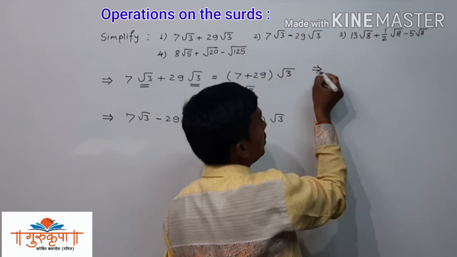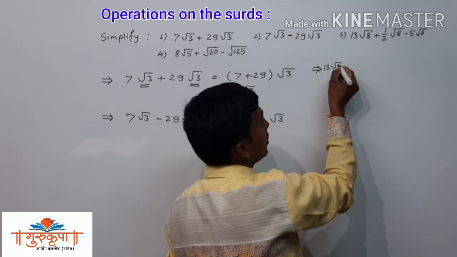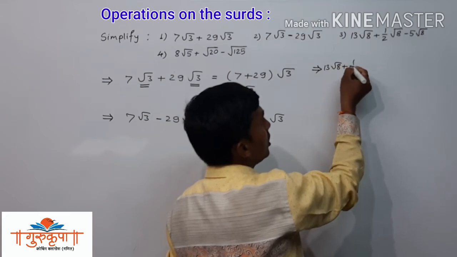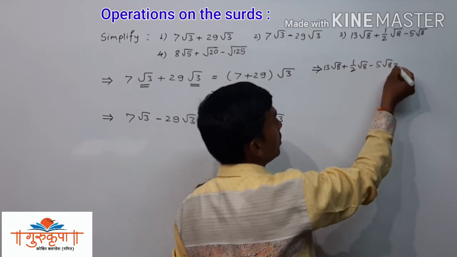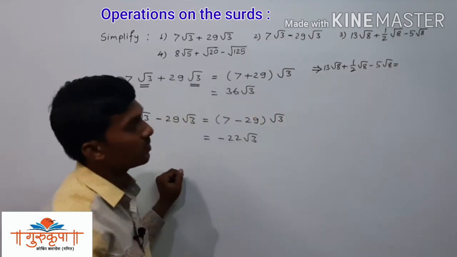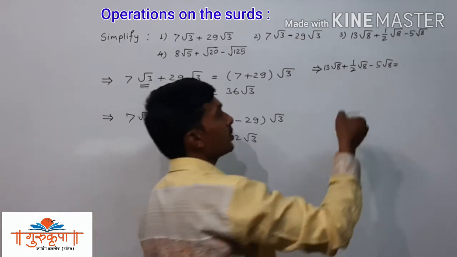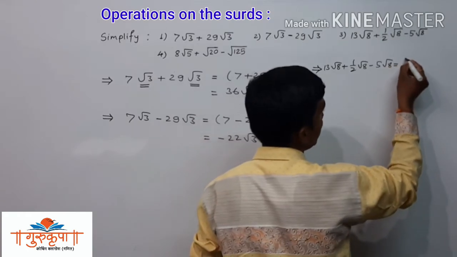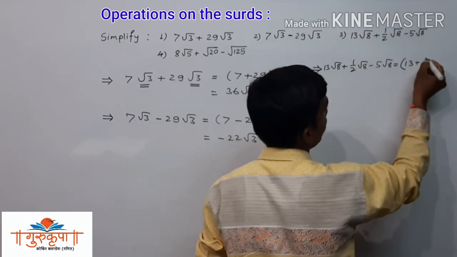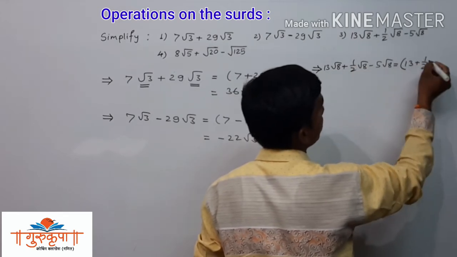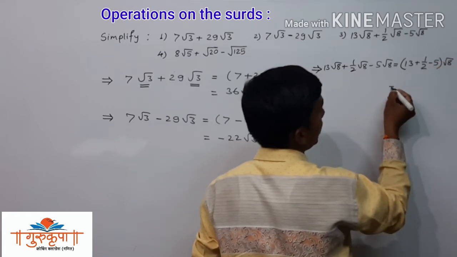Here we are simplifying the third example. This is 13 root 8 plus half into root 8 minus 5 into root 8. Now here root 8 is taken common. So what is remaining inside the bracket? If root 8 is taken common, inside the bracket it is remaining 13 plus half minus 5, and this root 8 as it is. Now we have to simplify this.